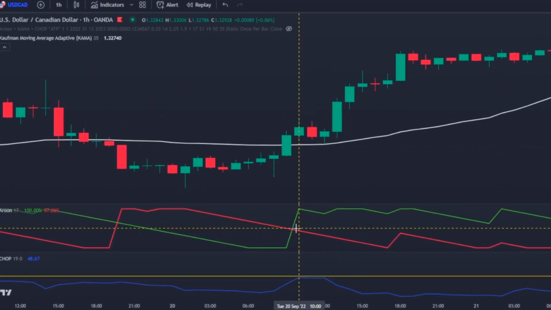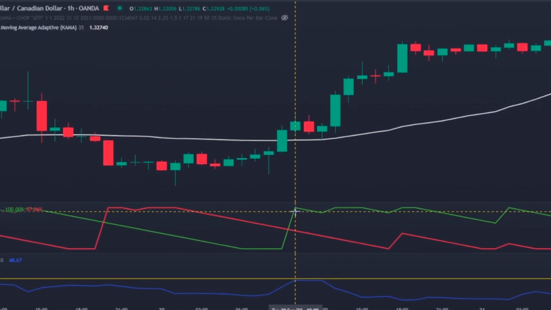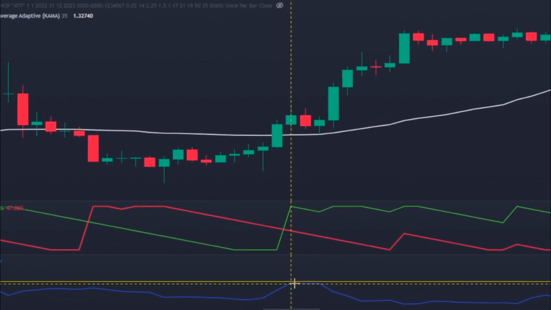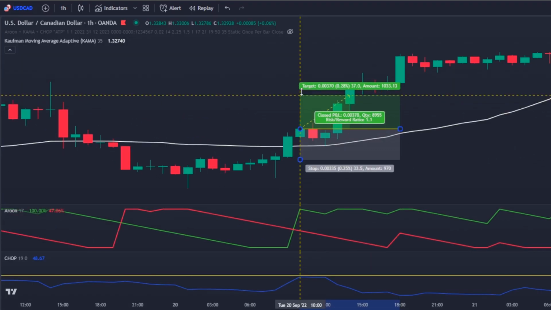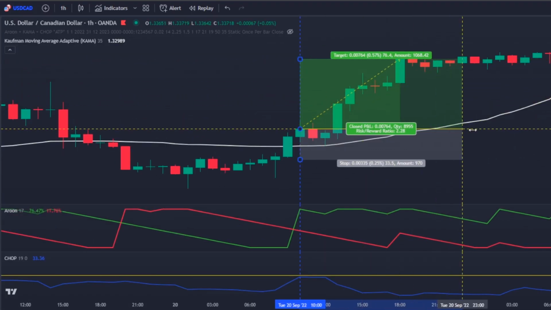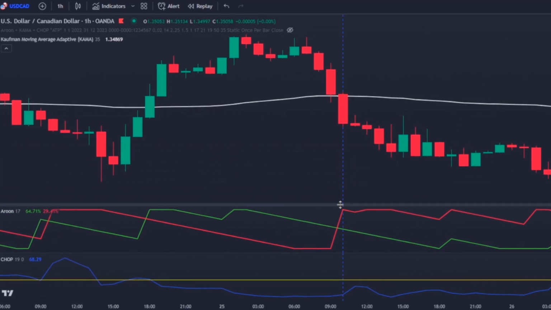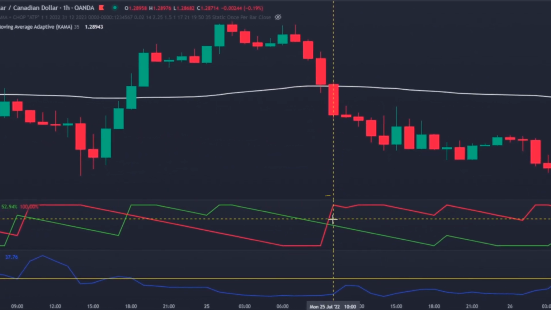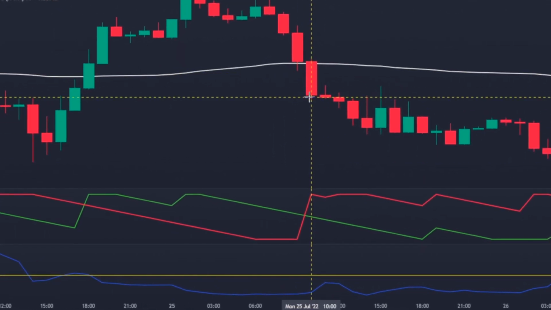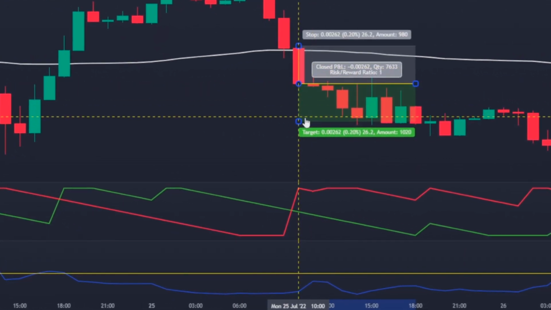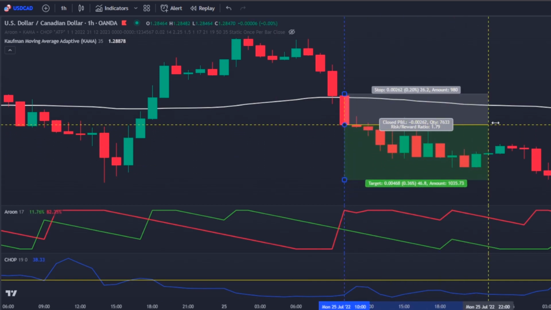Every time the Aroon up line crosses above the down one, the Choppiness Index line is below the middle line and the price is above the Kaufman moving average, it means it's time to enter a long position. And every time the Aroon down line crosses above the up one, the Choppiness Index line is below the middle line and the price is below the Kaufman moving average, it means it's time to enter a short position.